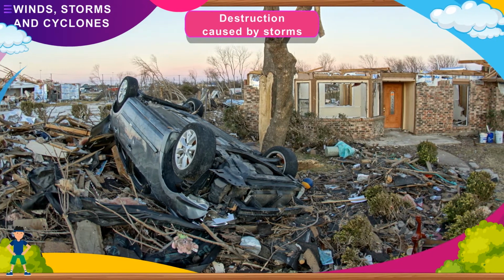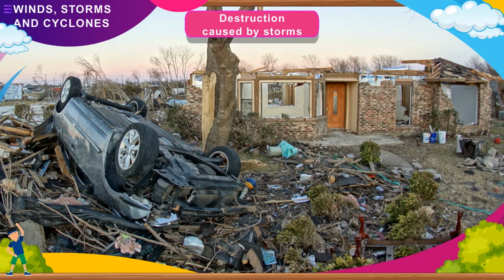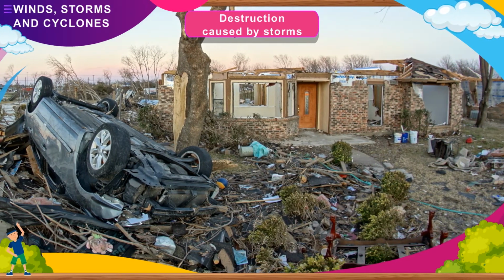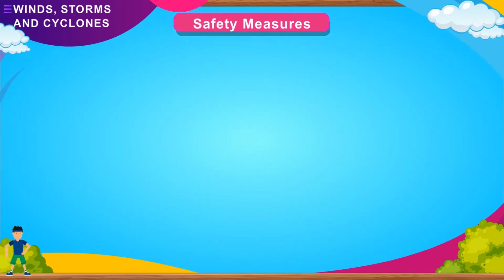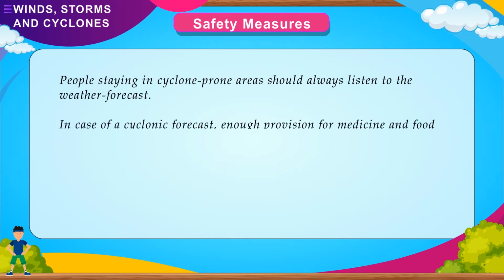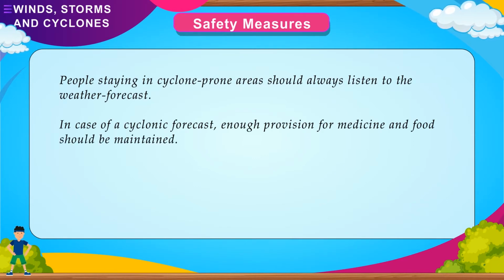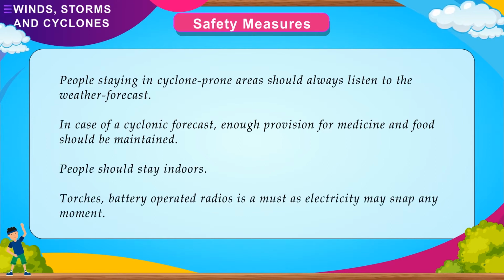Continuous rainfall causes flooding, and lightning strikes the buildings and causes fire and damage. Telephone and electric lines are also disrupted. Safety measures. People staying in cyclone-prone areas should always listen to the weather forecast. In case of a cyclonic forecast, enough provision for medicine and food should be maintained. People should stay indoors. Torches and battery-operated radios are a must, as electricity may snap any moment.